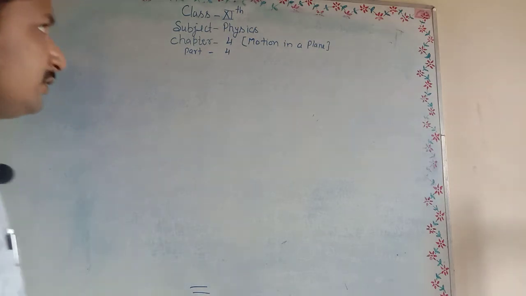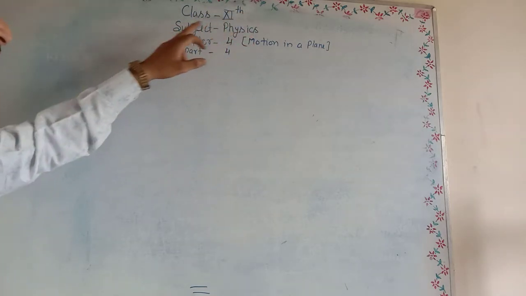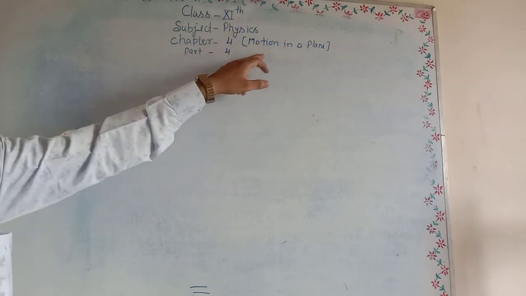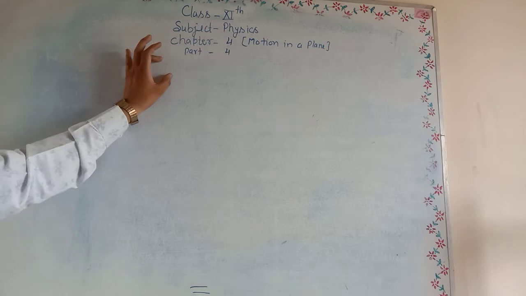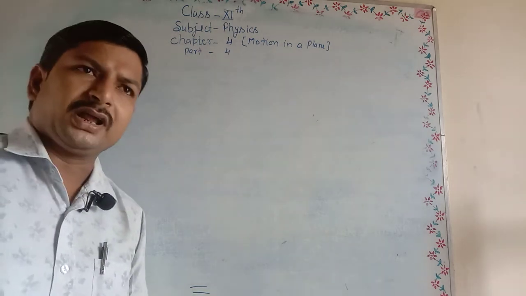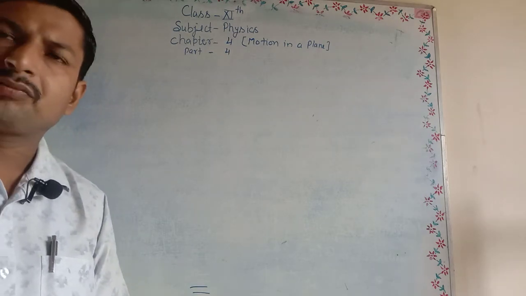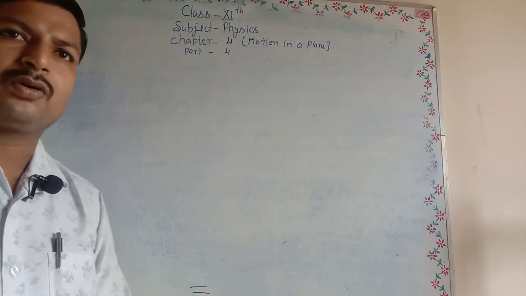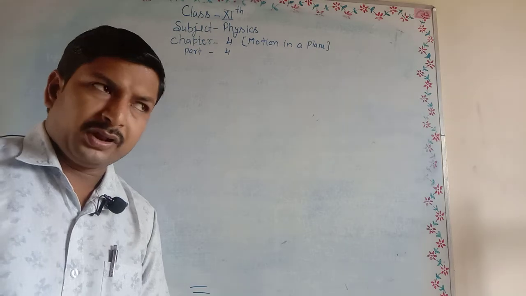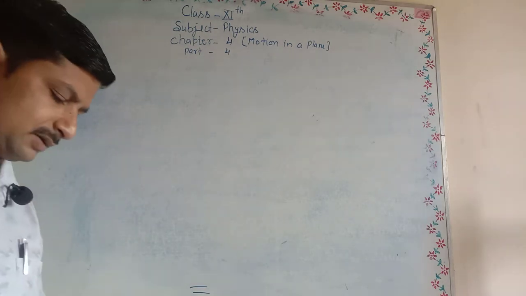Dear student, this video is for class 11th subject physics, chapter number 4, motion in a plane. This is the fourth part of this lesson. Dear student, in the previous video we discussed the addition of two or more vectors. Today we will discuss the scalar product of two vectors.